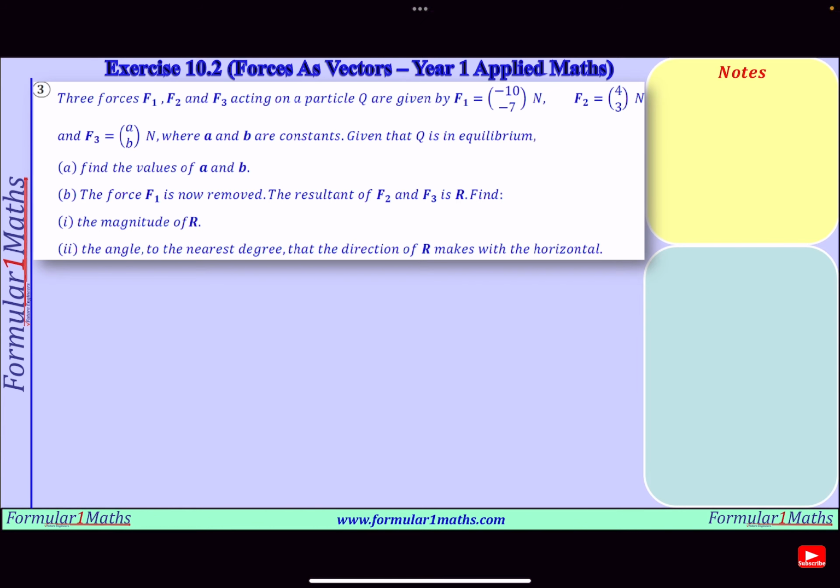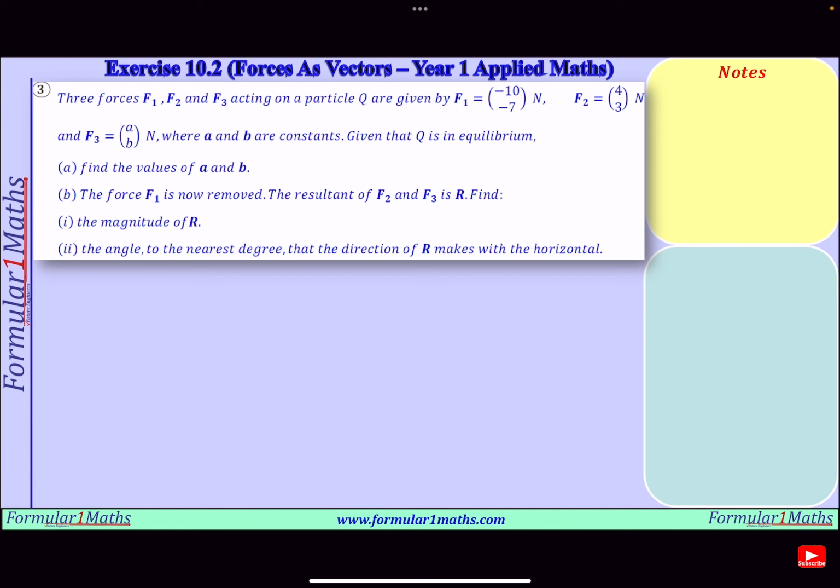Question 3. Three forces, F1, F2, and F3, acting on a particle, Q, are given by F1 is equal to minus 10I minus 7J, F2 is 4I plus 3J newtons, and F3 is AI plus BJ newtons, where A and B are constants. Given that Q is in equilibrium, A, find the values of A and B.